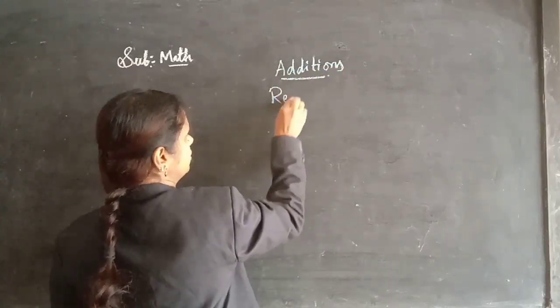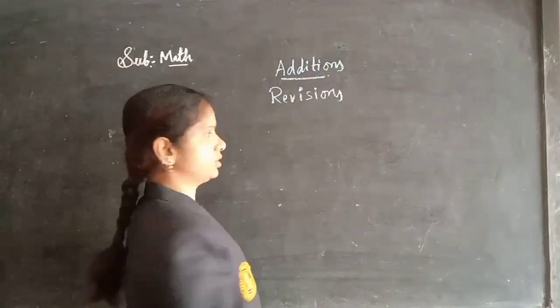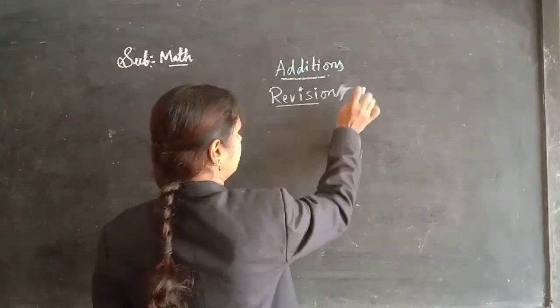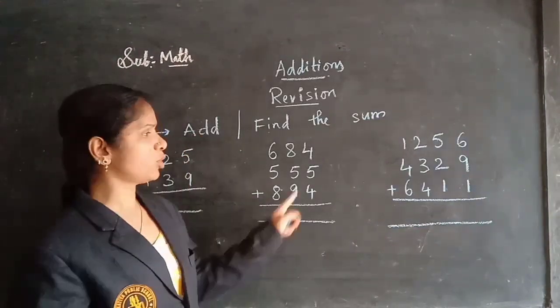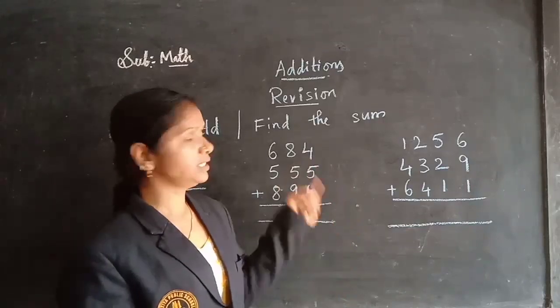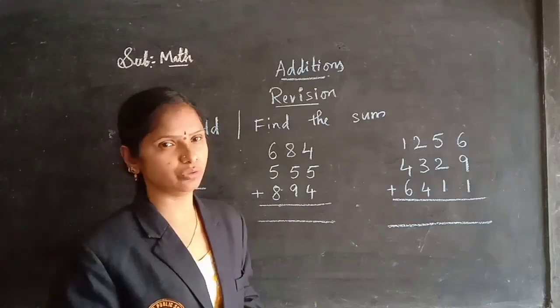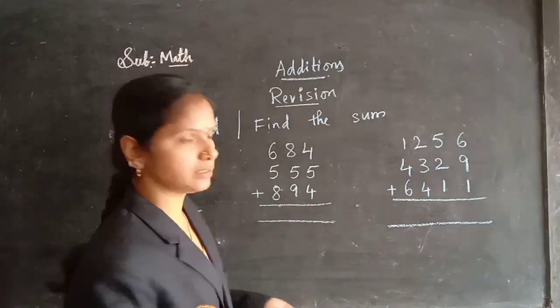Additions, revision, children. Now we are adding these problems and finding the sum also. Sum is nothing but addition only, children. Sum means the addition answer. Come on, let's add these numbers.